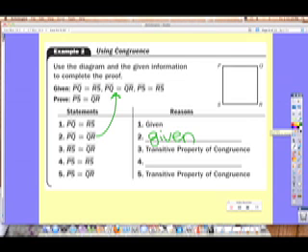Okay, and then again, I'm like, where did PS equal RS come from, you know? That one's also given. It came from right here. Look, literally it's the exact same thing. So that one was given. Looks like this proof is pretty much done for us.